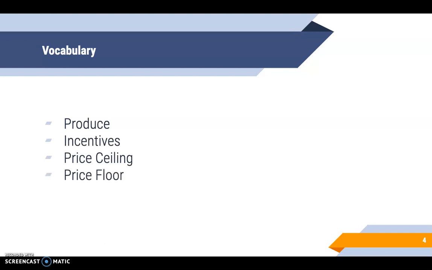Here are your vocabulary words. They'll be defined as we go. So produce, incentives, price ceiling, and price floor. So we'll describe those four words as we go.